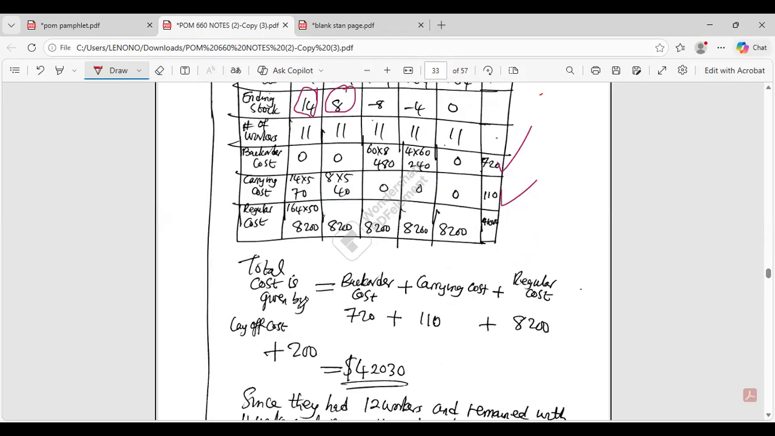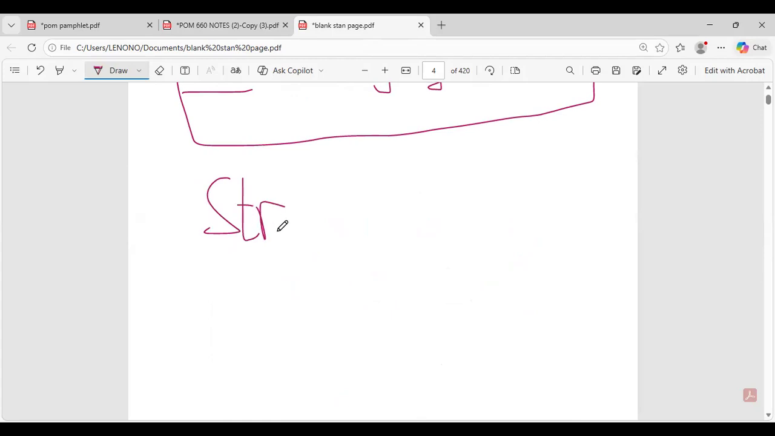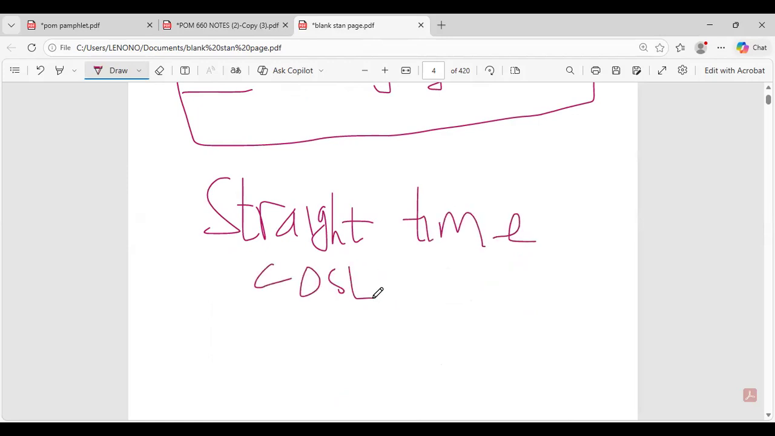What is the regular cost? I told you to say regular cost is also called what? Straight time cost. Straight time cost is also called regular cost.